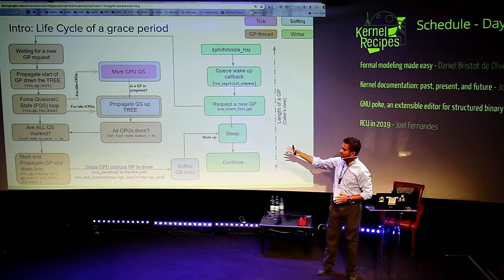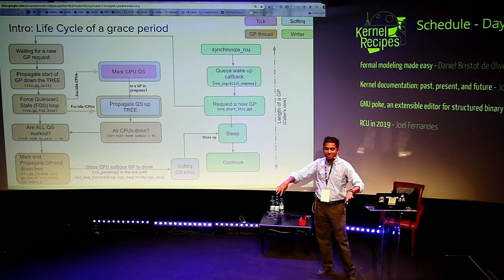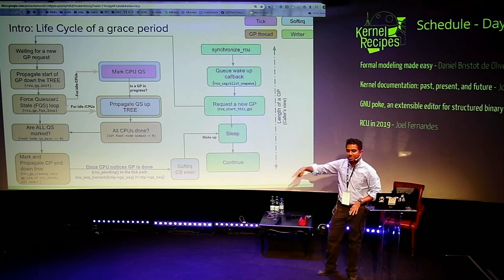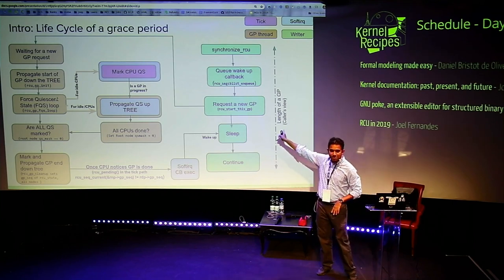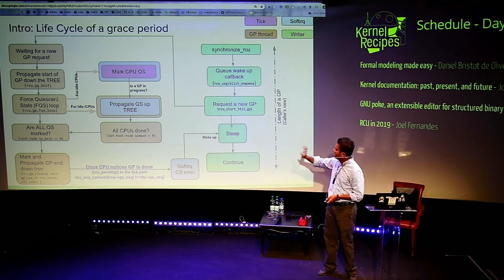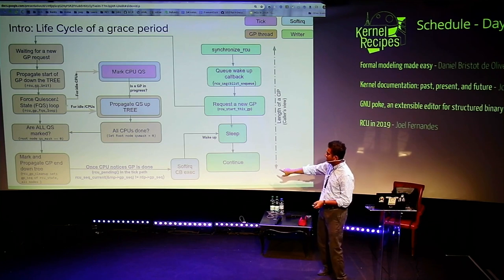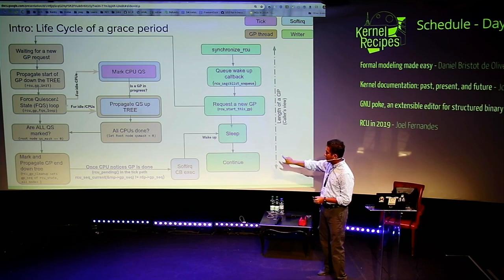So the grace period can end, right? And the grace period thread notices that. Now its job is to notify all the CPUs that the grace period has ended, so that the CPU on which that callback was queued can actually execute that callback. That's done by the scheduler tick noticing that the grace period has ended, and it raises soft RQ, which executes the callback.